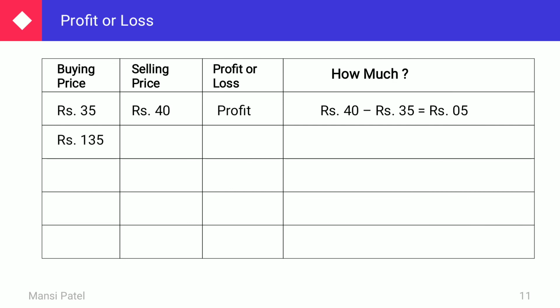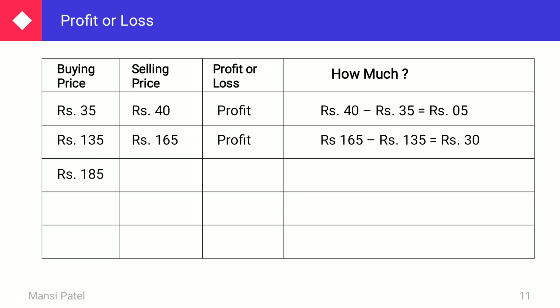Now if your buying price is rupees 135 and the selling price is rupees 165, in this also our selling price is more than our buying price. Yes. So in this transaction also there is a profit. And profit of how much? 165 minus 135 is equal to rupees 30. So in this transaction there is a profit of rupees 30.